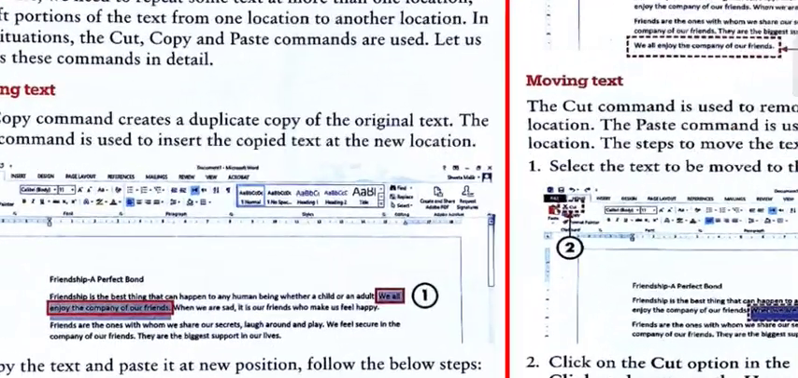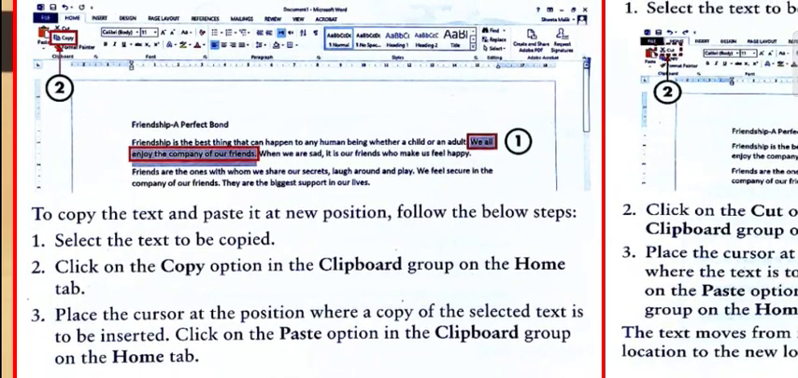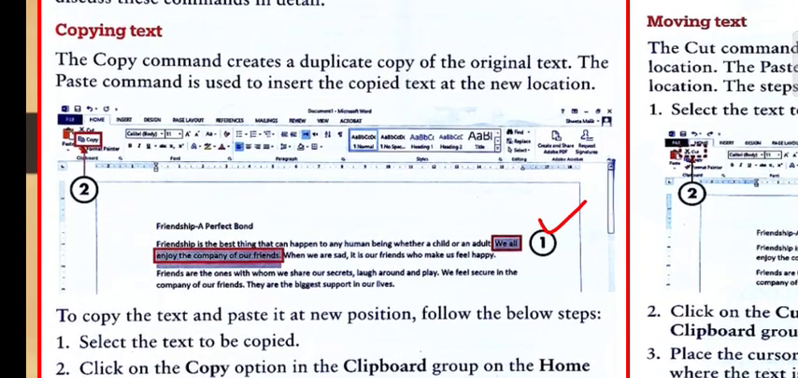If you need to copy some text from a document, you need to follow some steps. Okay, so first of all you need to select the text which you want to copy. Here you can see step number 1 is select the text. Okay, then click on the copy option from the clipboard group on home tab. Here you can see the copy option is here.